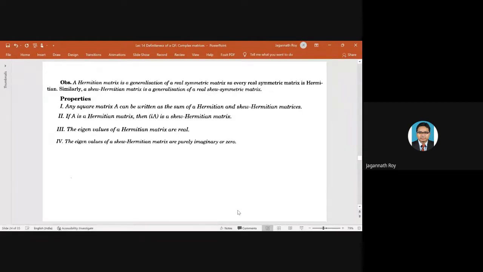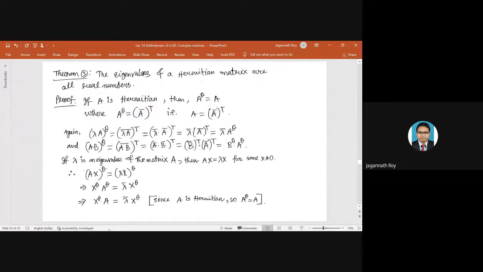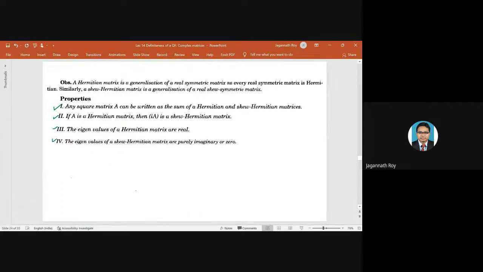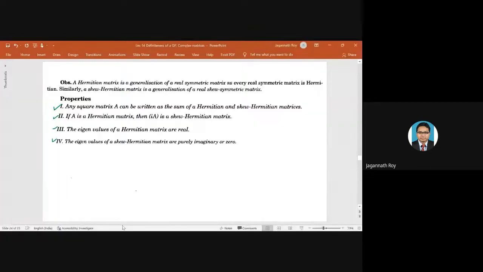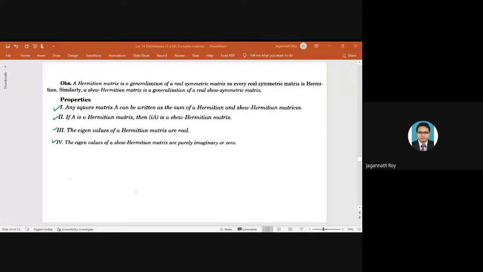There are some other properties, property 1, 2, 3 and 4. We will try to prove them in the next class. Till then, just go through them and we will discuss the next topics from here. We'll look into the structures of the Hermitian matrix and other properties. If you have any doubt, you can ask me.